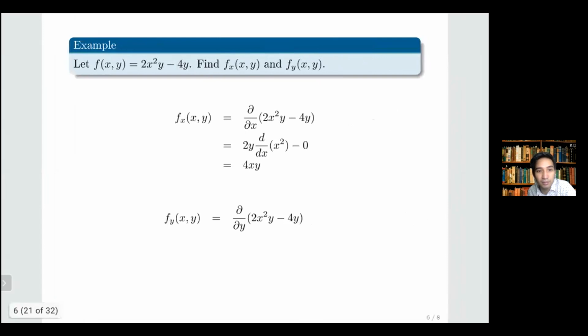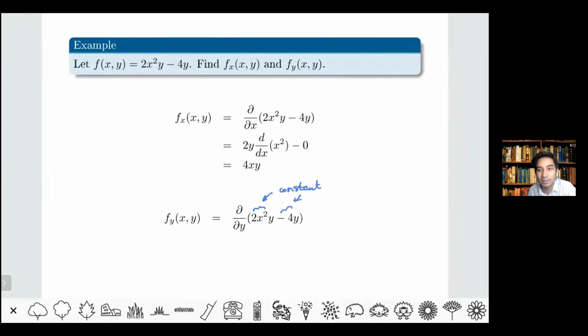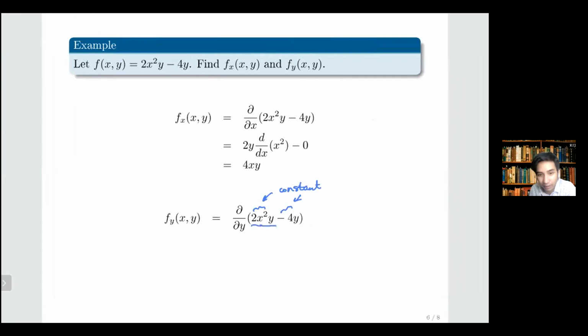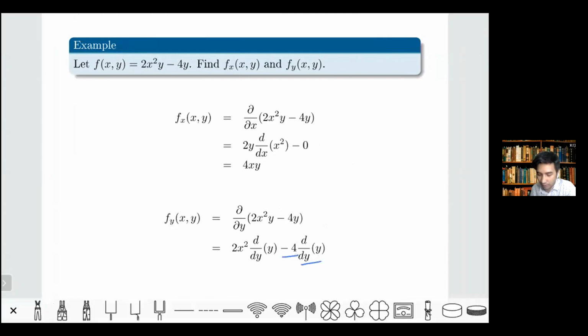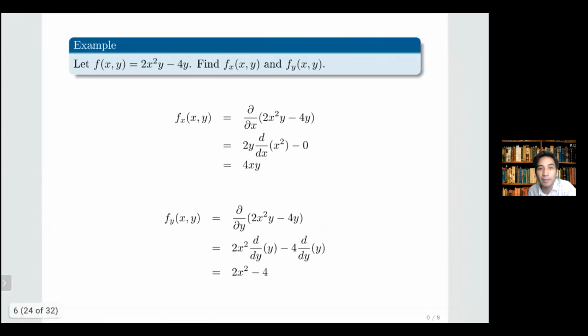And similarly, when we take the partial derivative with respect to y, you have to treat your x as a constant. So in this case, the 2x squared y, this is now our constant. Then this negative 4, of course, is also a constant. So how do we differentiate a constant times y? Okay, so this is a constant times y. So it is equal to the constant times the derivative of y. Right? Then the second term, how do we differentiate it? That's going to be negative 4 times the derivative of y. Okay? And of course, the derivative of y is just 1. So this is just 2x squared minus 4. And again, that's the same function that we obtained using the limit definition.